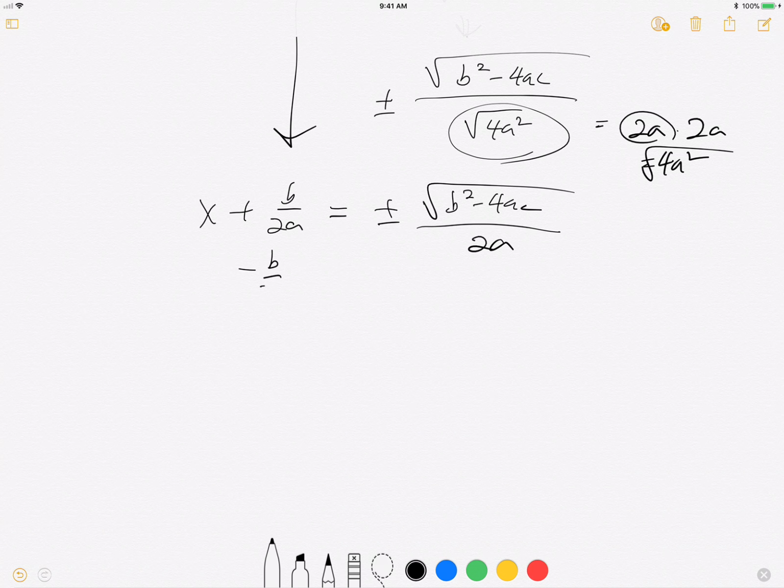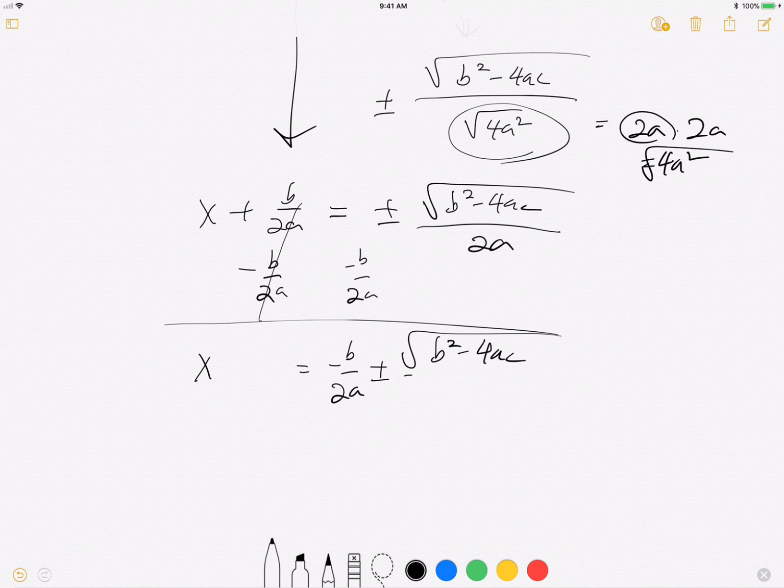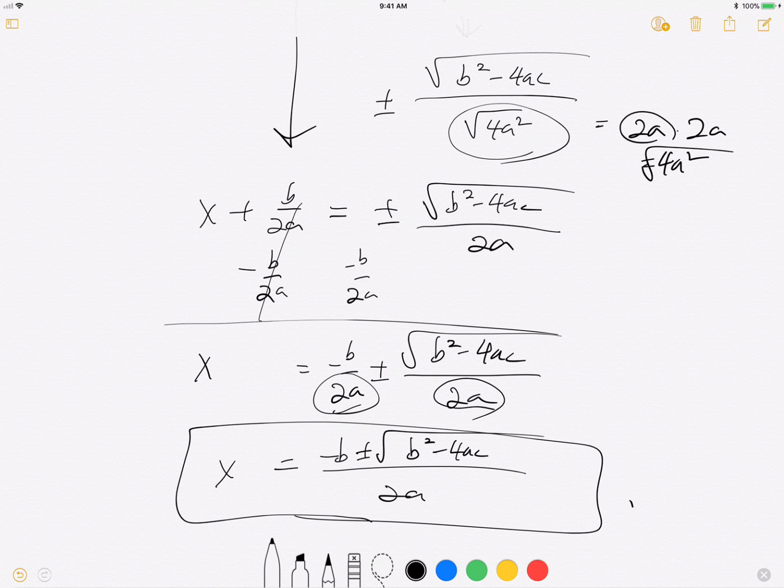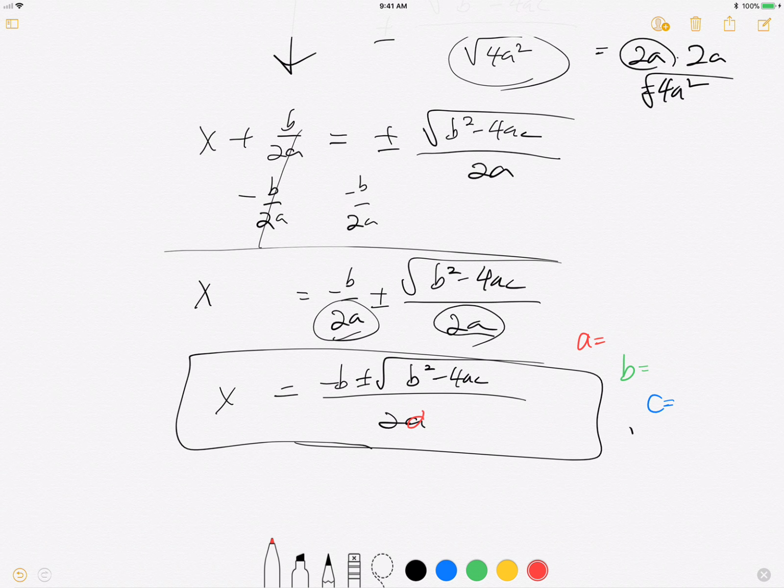Now, the final step, just move the b over 2a by subtracting that. So x equals negative b over 2a plus and minus the square root of b squared minus 4ac all over 2a. Then, because they have a common denominator, I can combine those two together and get this. So, no matter what the a value may be, what the b value may be, what the c value may be, you're just going to plug into this formula the value for b, a here, and c here, and you will get your answer.